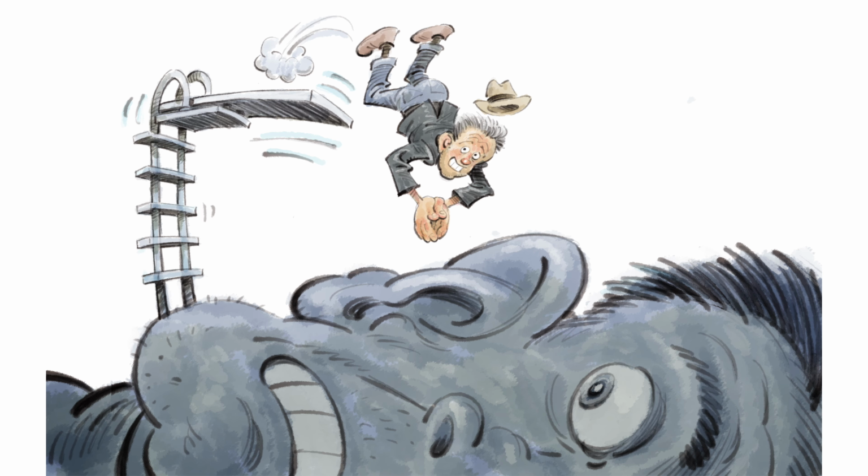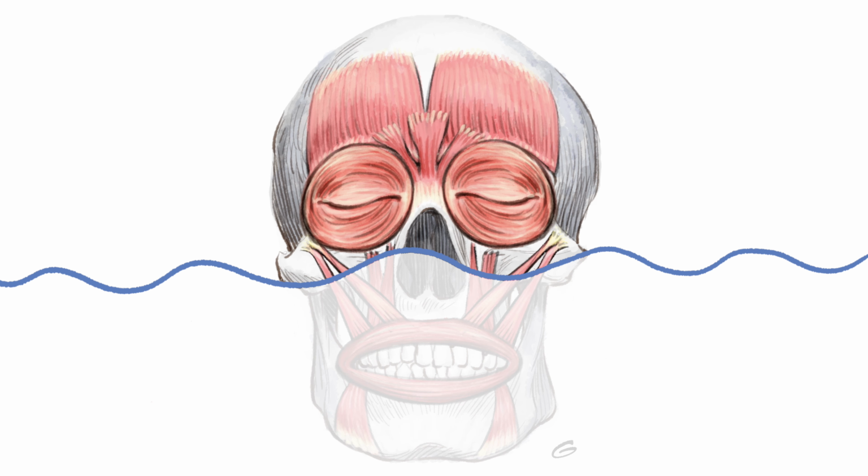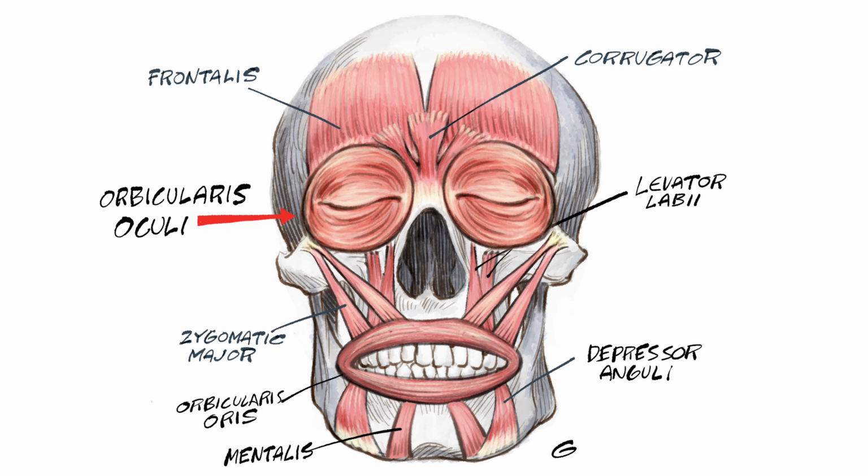Let's start by dividing the face up into two areas: everything above the nostrils and everything below the nostrils. So basically, everything that affects the shape and therefore the expression of the eyes, and everything that affects the shape and therefore the expression of the mouth. Let's start with the eyes.